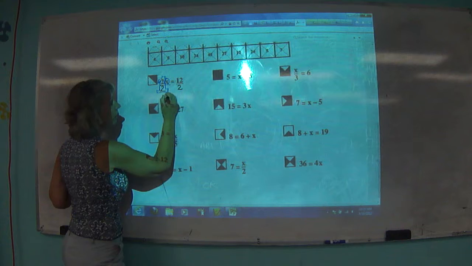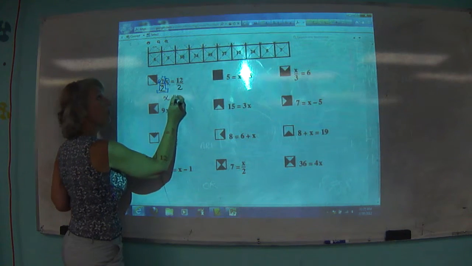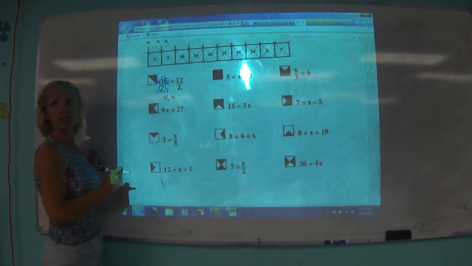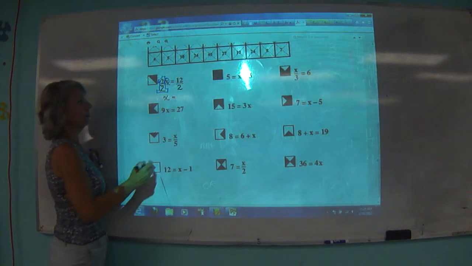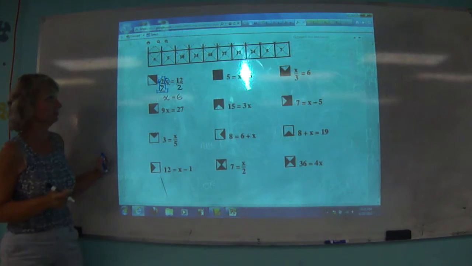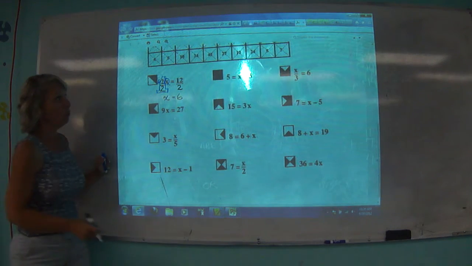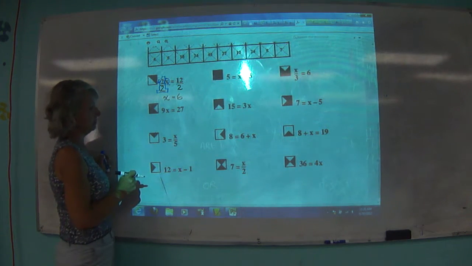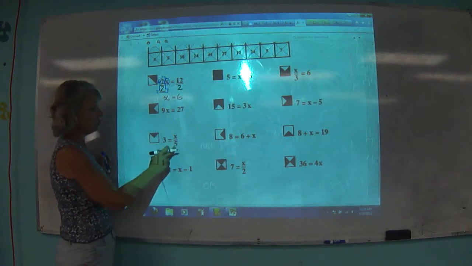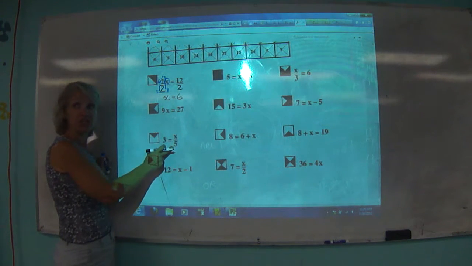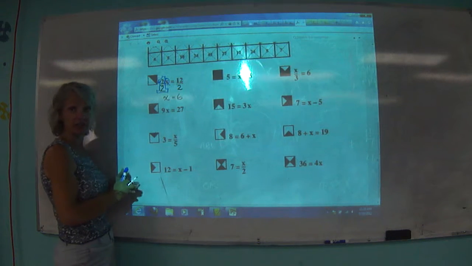We now have 1x, or x, equals 12 halves. How many 2's in 12? 6. You have your answer. Okay? We did examples of adding and subtracting single-step equations, but we didn't do one like this. This, a fraction, is just division.